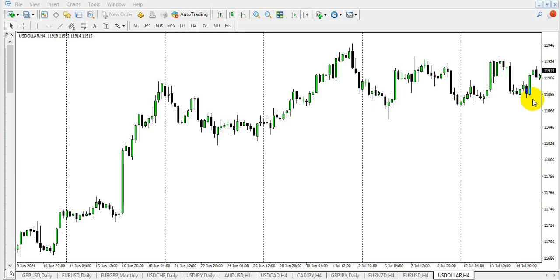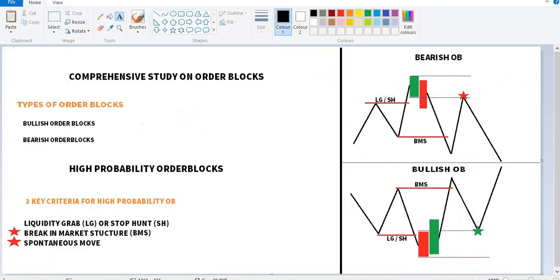And we also did a brief study on order blocks. We talked about the two types of order blocks: the bullish order blocks and the bearish order blocks. But in this video, we are going to go in depth on the study of order blocks. Let us go to what we have here. I already marked out something here. We're going to be looking at the two types of order blocks we have: the bullish order blocks and the bearish order blocks.